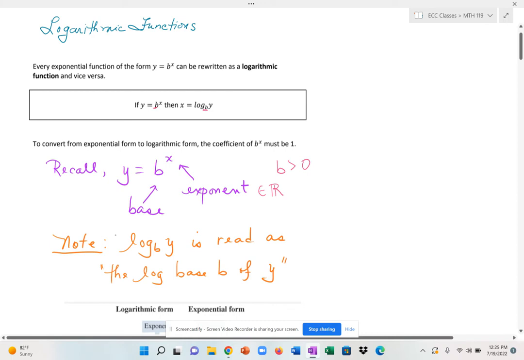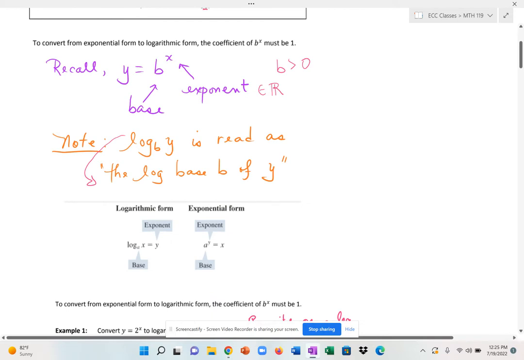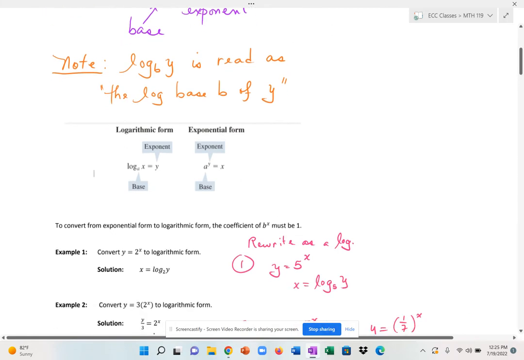We read this expression as log base b of y, and it has the same restrictions for the base. Here's just other notation. It doesn't have to be called b. Here it's called a. It really could be called anything you want, as long as your base is a positive number. You have your exponential function that can get rewritten as a logarithmic and vice versa.